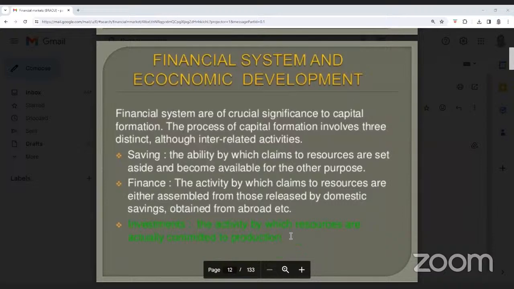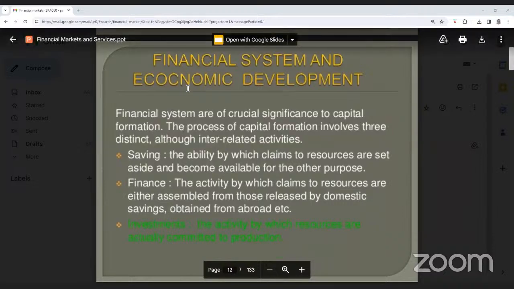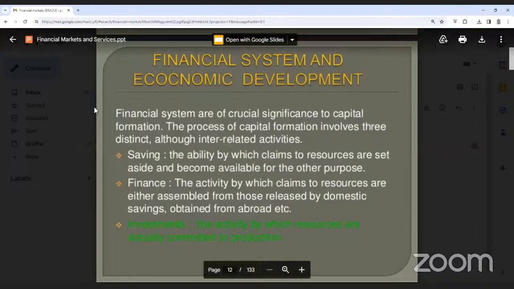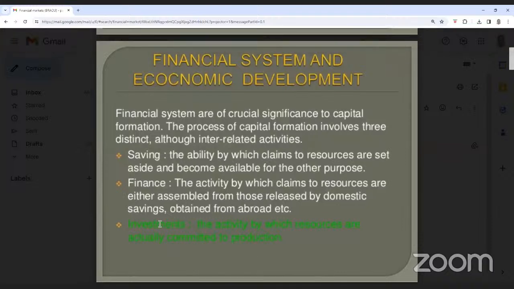Now financial system and economic development. There is a spelling mistake here, an extra C in economic. Economic development. So in this, financial systems are of crucial significance. That is capital formation, where it involves three distinct things. One is savings, one is finance, the other one is investment.